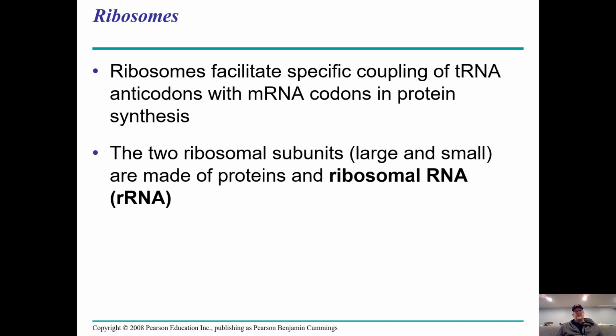So with ribosomes, we have the small and the large subunits. They also have RNA in them, called ribosomal RNA, or rRNA for short. So far we got tRNA for transfer RNA, messenger RNA, and then rRNA.